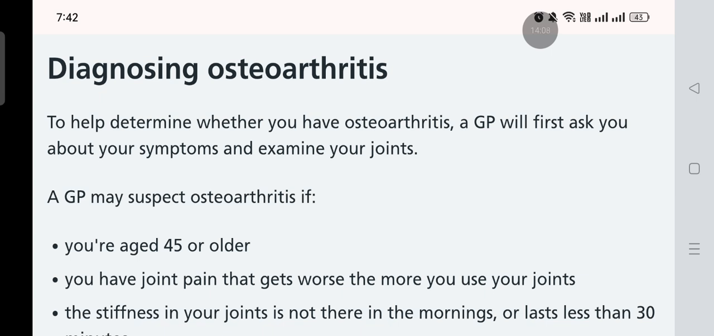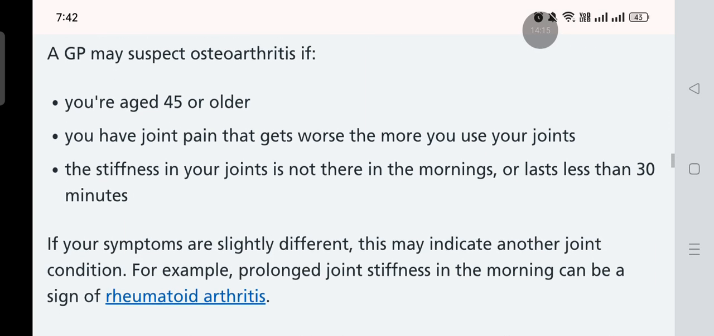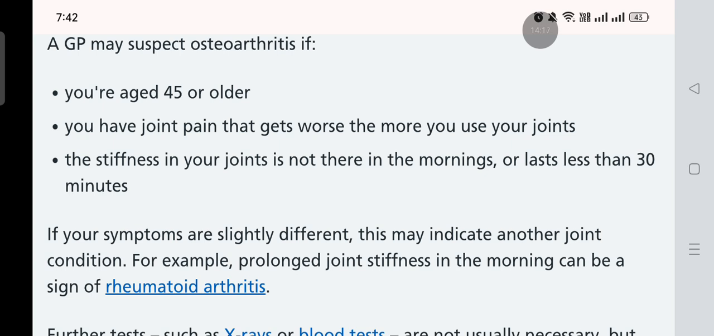A GP may suspect osteoarthritis if you are aged 45 or older, you have joint pain that gets worse the more you use your joints, and the stiffness in your joints is not there in the mornings or lasts less than 30 minutes.